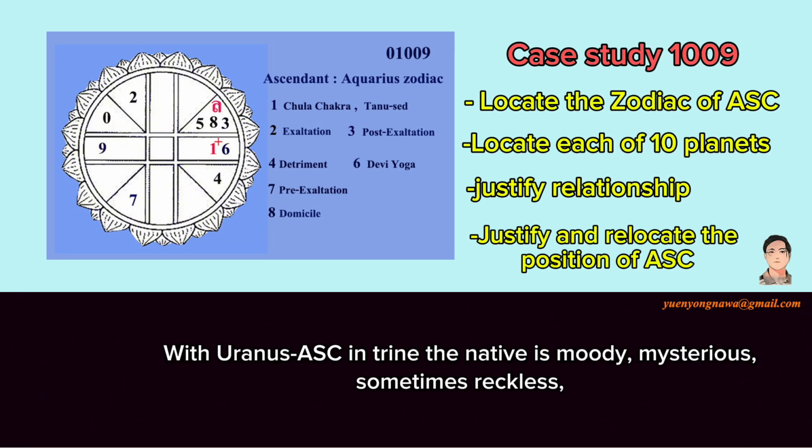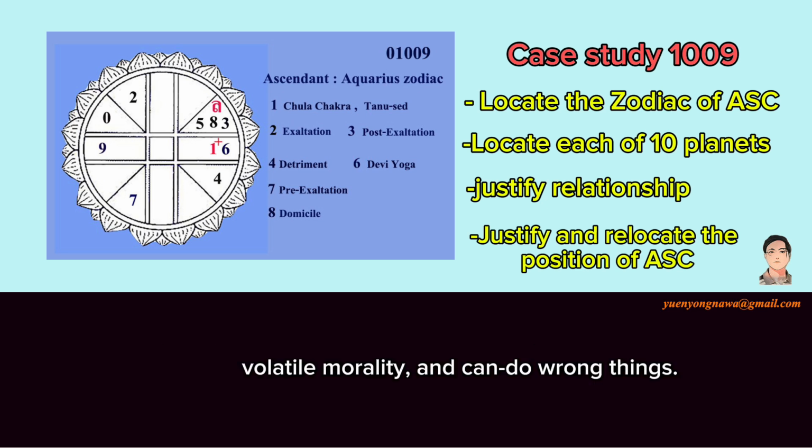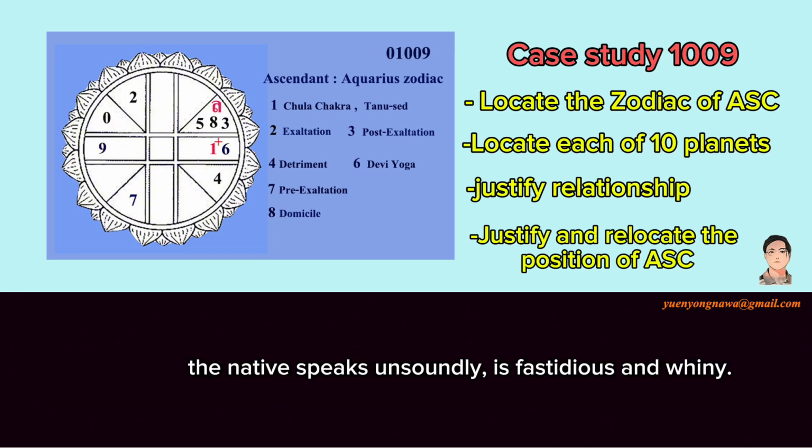With Uranus in trine with ASC, the native is moody, mysterious, sometimes reckless, volatile morality, and can do wrong things. With Mercury in fall and in sextile with ASC, the native speaks unsoundly, is fastidious and whiny.